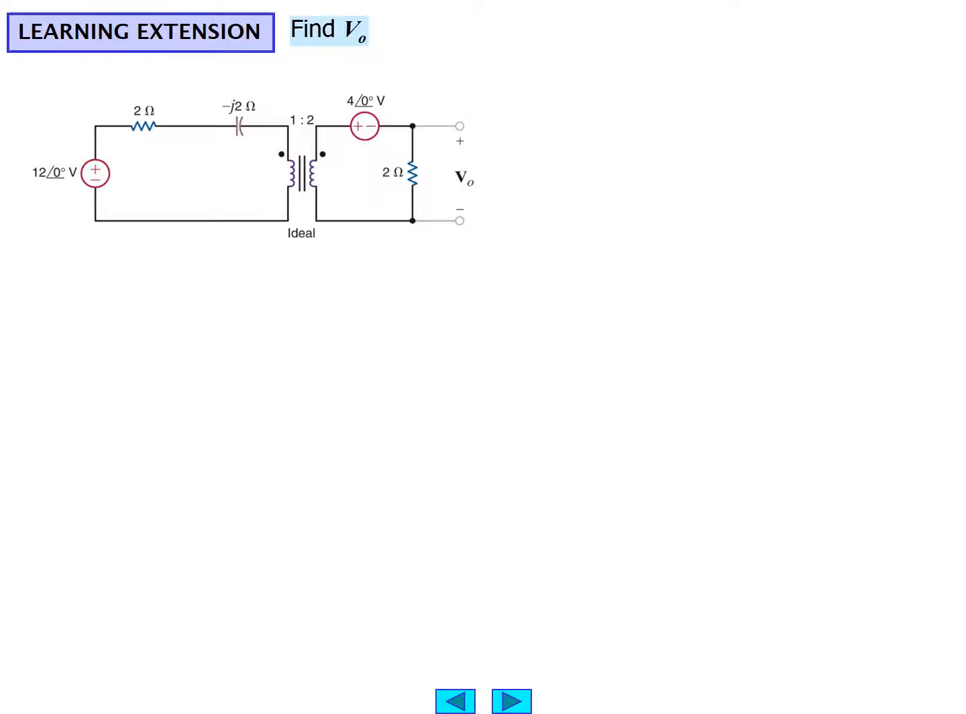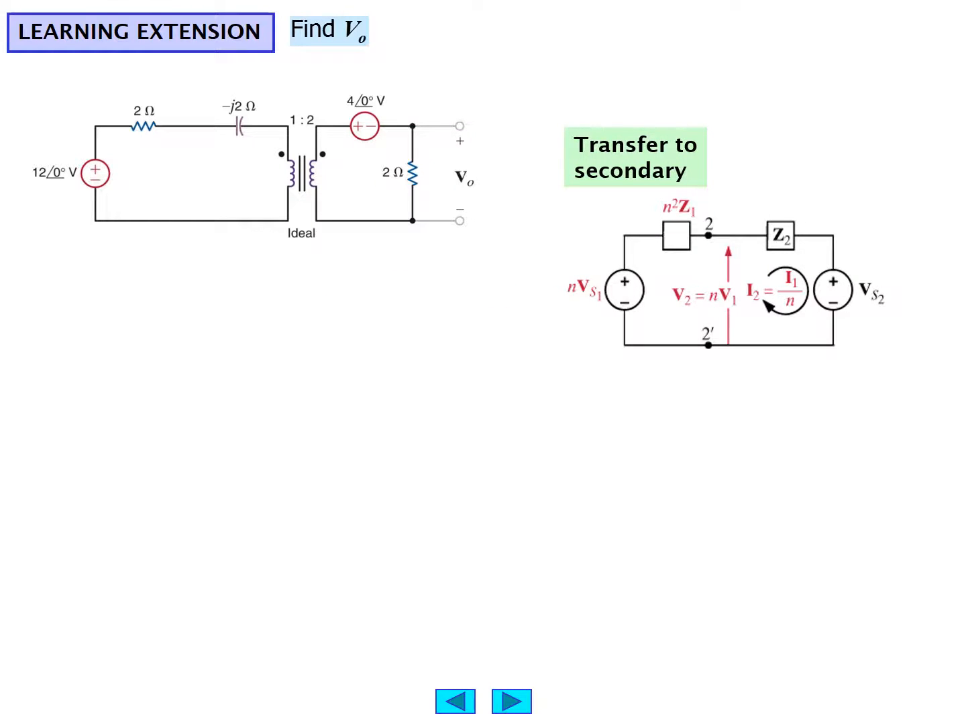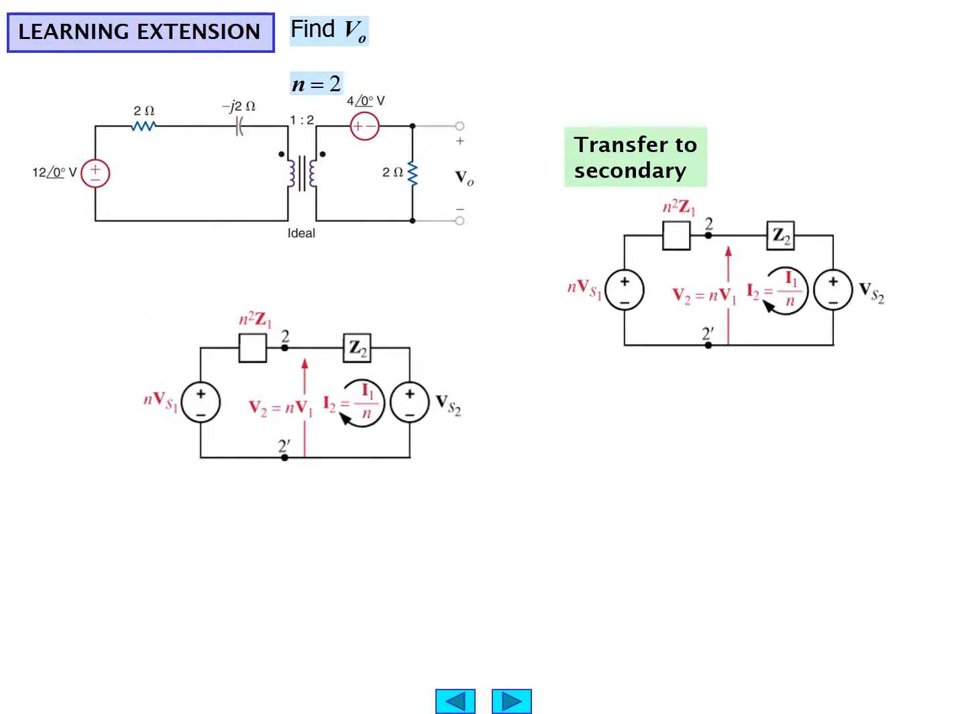So the first thing to ask is, where would we like to reflect the circuit? And the answer goes by where the parameter that we're interested in is. We're interested in V0, so we would want to reflect the primary circuit into the secondary. So that's what we're going to do. We're going to transfer the primary circuit into the secondary with little n equal to 2 and take the analysis from that point as a result.